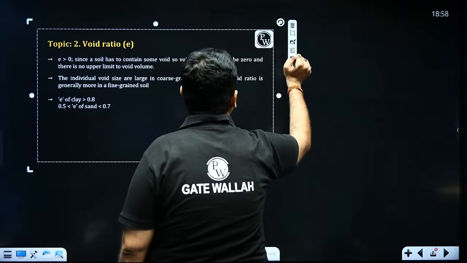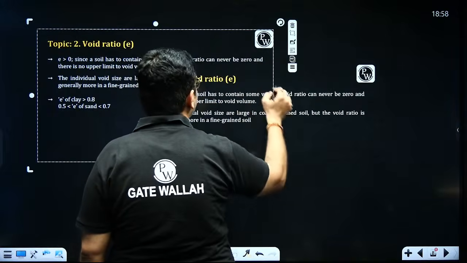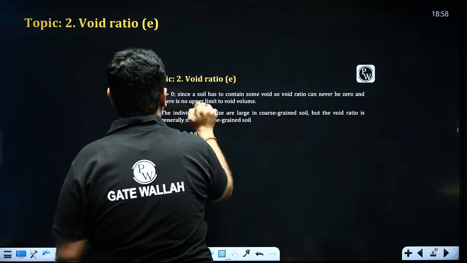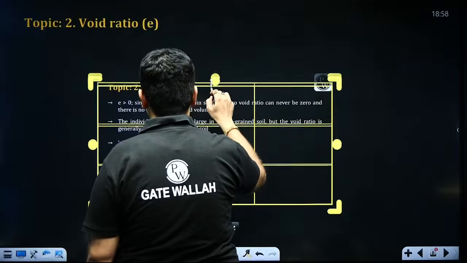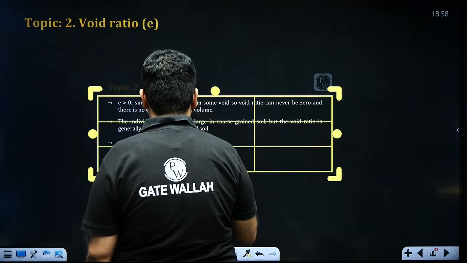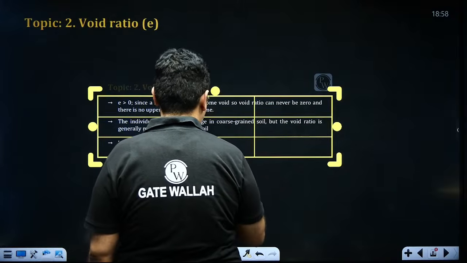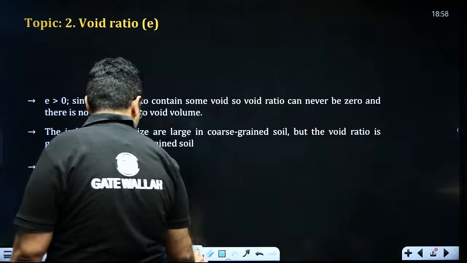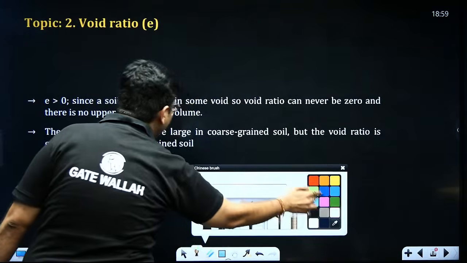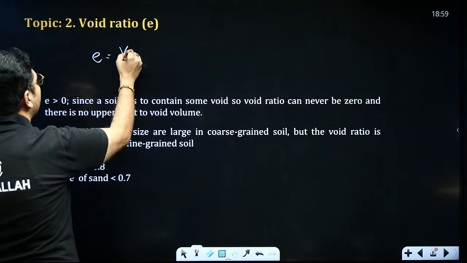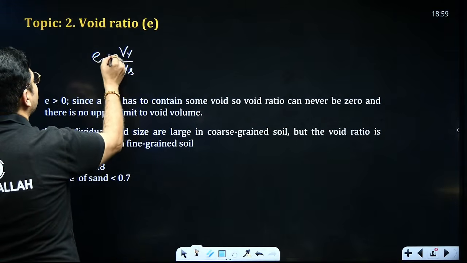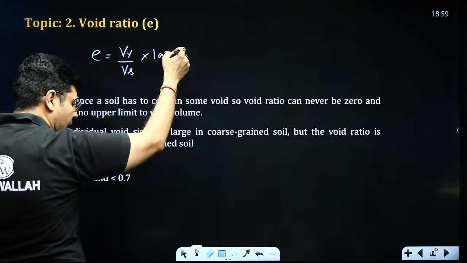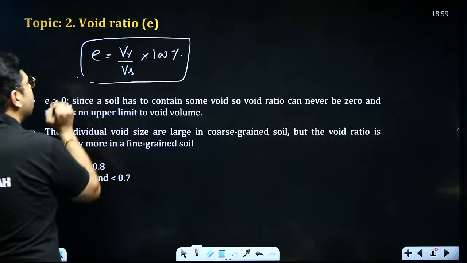Very simple. Now let's see how void ratio is defined. So void ratio is what? It's a ratio of volume of voids to volume of solids. e is equal to Vv by Vs. This is how void ratio is defined. You multiply it by 100, you will get your answer in percentage.